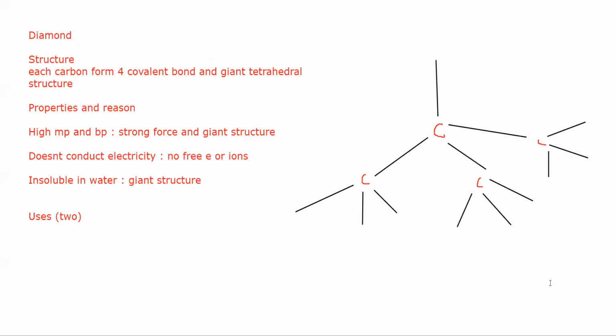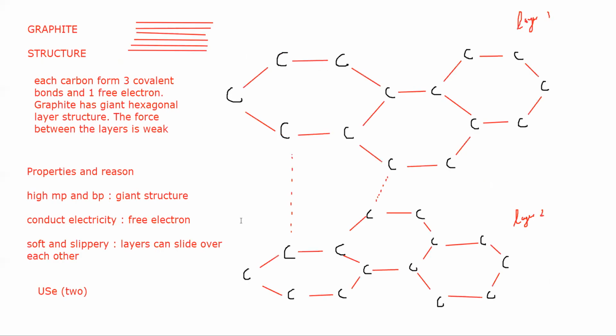So if we compare the similarities between diamond and graphite, like I will show you the structure. This is a diamond, structure of diamond, and this one is a structure of graphite. What are the two similarities? How are they similar to each other?